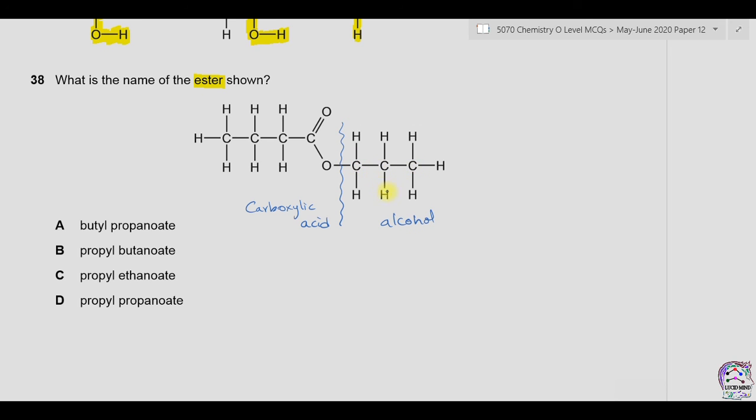So there are 3 carbon atoms in the alcohol side, so we have propanol. And we have 4 carbon atoms on the carboxylic acid side, so we have butanoic acid. Now when propanol and butanoic acid combine together, the name becomes propyl butanoate. This is because in writing the name, the alcohol comes first and the carboxylic acid comes later. So therefore correct option is B, propyl butanoate.